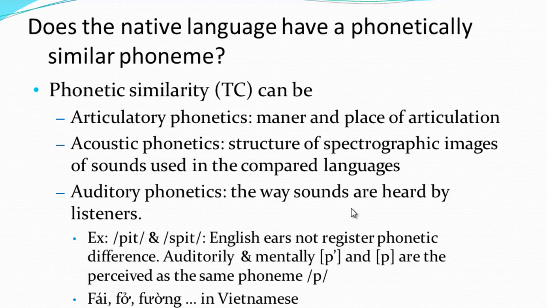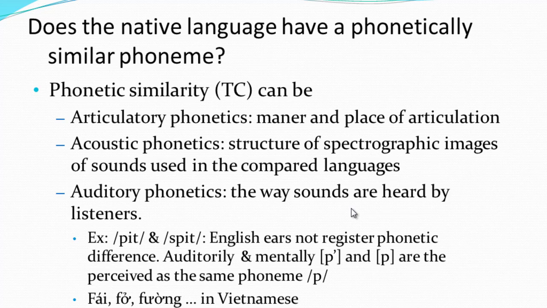And gradually that sound dropped. But because of the nature of writing, it's always more conservative. So people keep the spelling of the word as it was 100 years ago. Okay, so this is a good example of how languages change over time. And this is the work of historical linguistics.